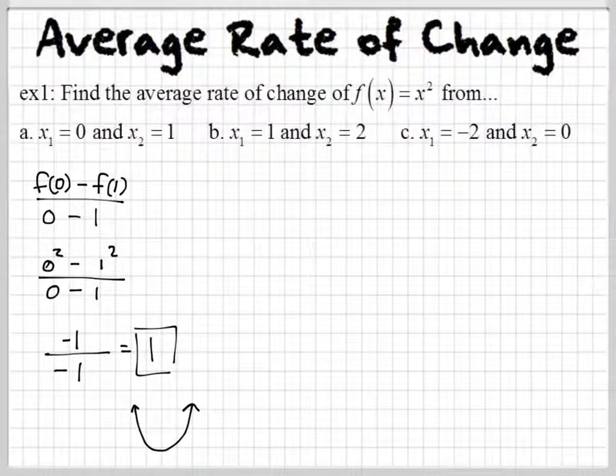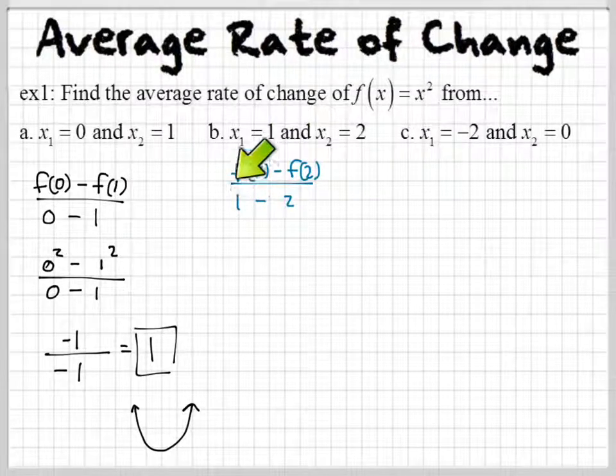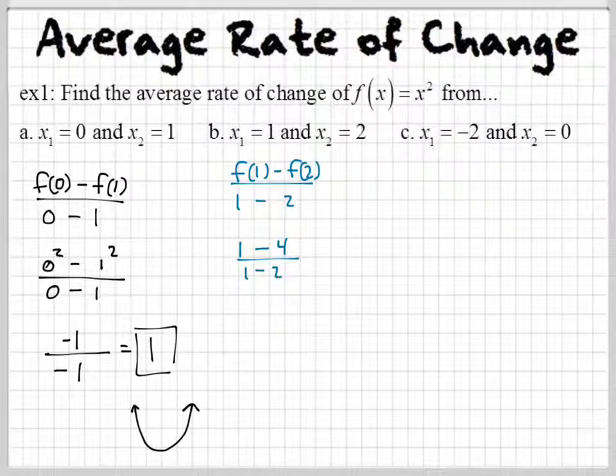Let's write it out. We have 1 minus 2, and on the top we have f of 1 minus f of 2. Just make sure you keep them on top of each other, the 1's on top of each other and the 2's on top of each other. If I plug in 1, it's going to be 1 squared, which is 1. If I plug in 2, it's going to be 4. And on the bottom, I have 1 minus 2. You guys with me still? Okay. So I get a negative 3 on top. And on the bottom, what do I get? Negative 1, which simplifies to 3.